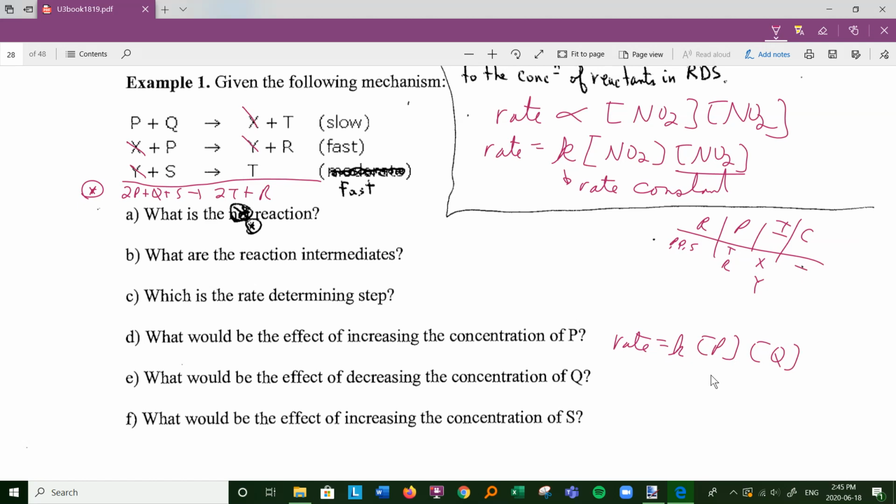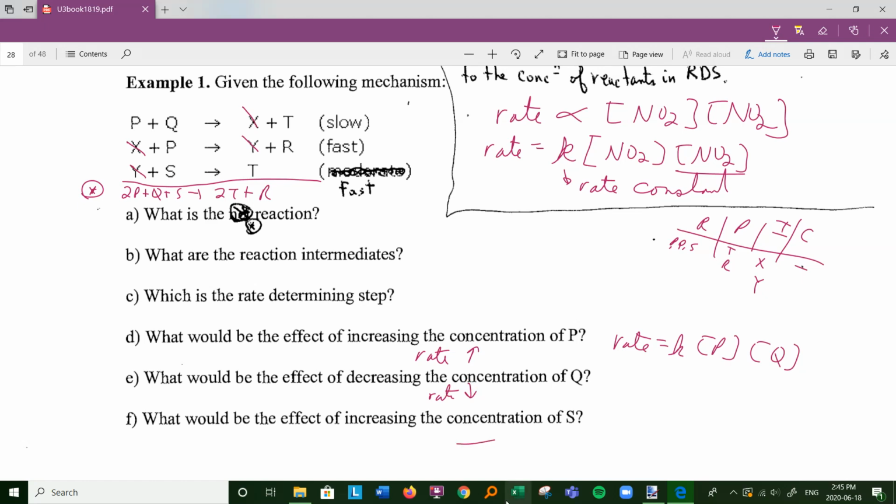What would be the effect of increasing the concentration of P? Well, the rate would go up. Directly proportional. So if P doubled, everything else held constant, the rate would double. If P quadrupled, the rate would quadruple. Start over, what would be the effect of decreasing the concentration of Q? Well, that's a direct proportion, so rate would go down.